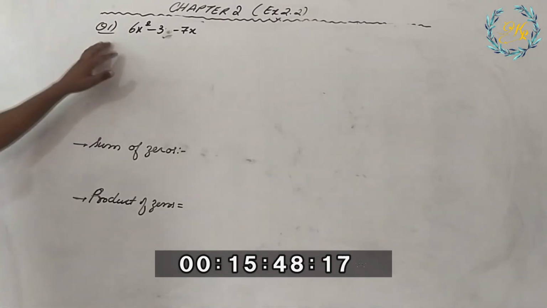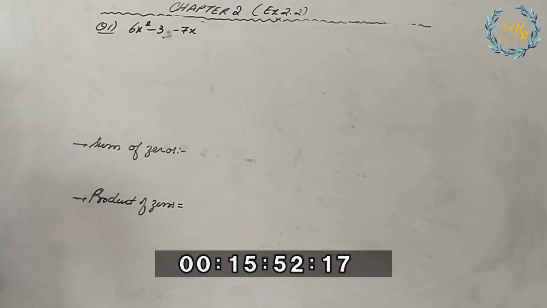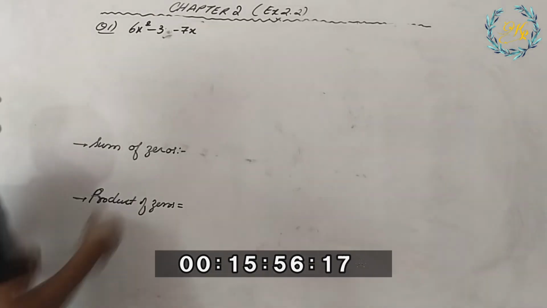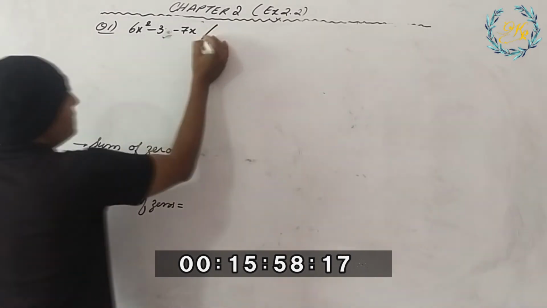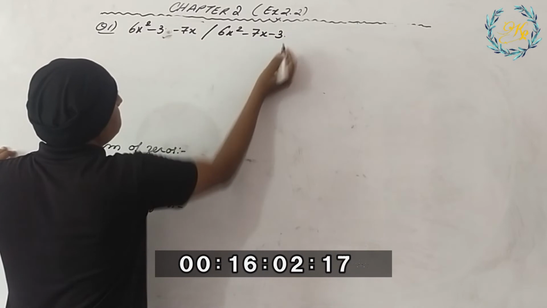In the next question, we are given 6x square minus 3x minus 7x. So if we see the general form of equation is ax square plus bx plus c. First we will rearrange this. After rearrangement, it becomes 6x square minus 7x minus 3.